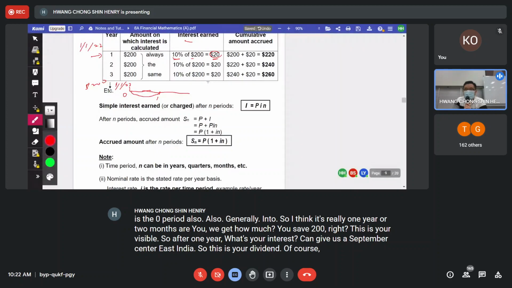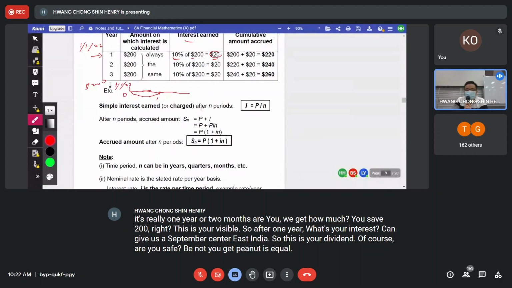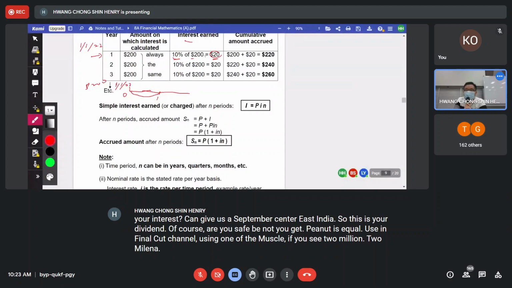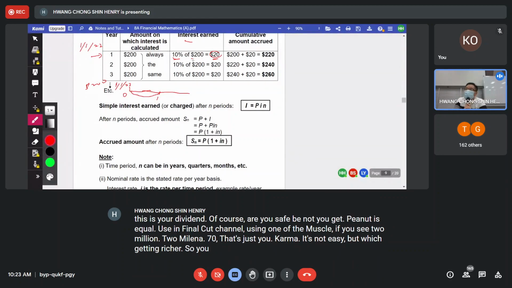Of course, you save peanut, you get peanut. Have you heard this before? Simpan kacang, dapat kacang. Simpan emas, dapat emas. If you save 2 million, 7 digit, 7 zeros, right? 10%, how much is your dividend? That's why they say the rich get richer. That's why you must save more to get more. Logical. Very fair.